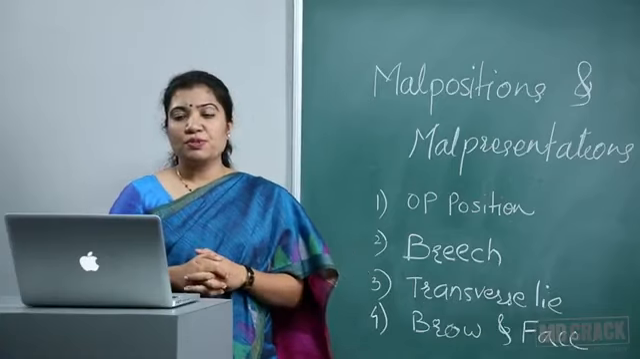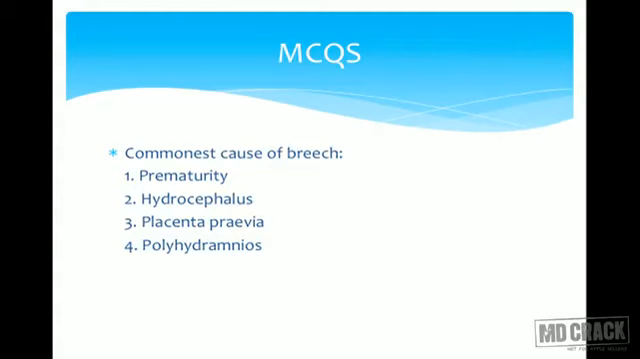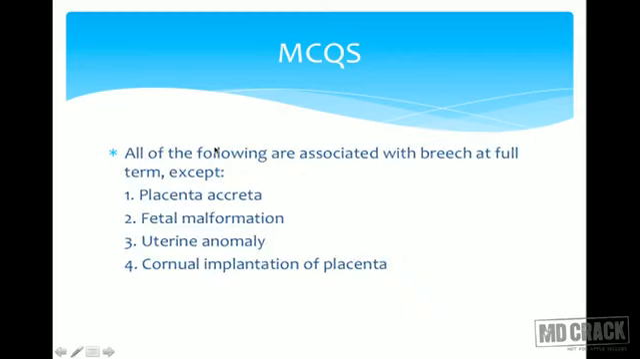Let's solve some MCQs. Commonest cause of breech. Options are prematurity, hydrocephalus, placenta previa, and polyhydramnios. If you look at four of them, all can cause breech presentation, but the question asked is commonest cause of breech, and thus the answer is prematurity.